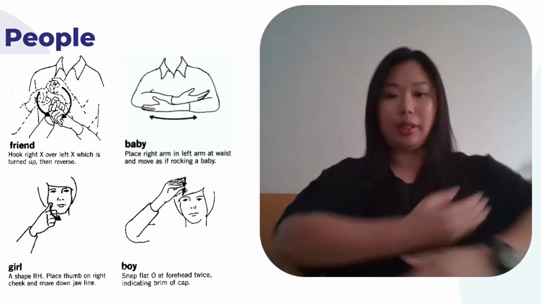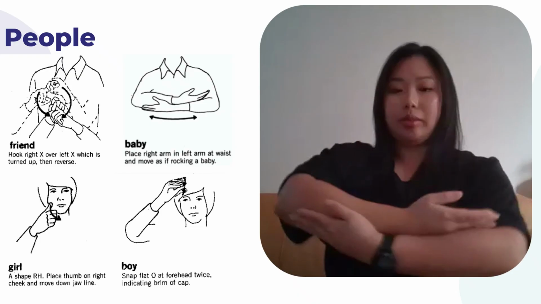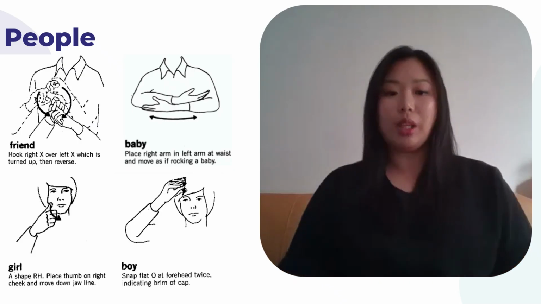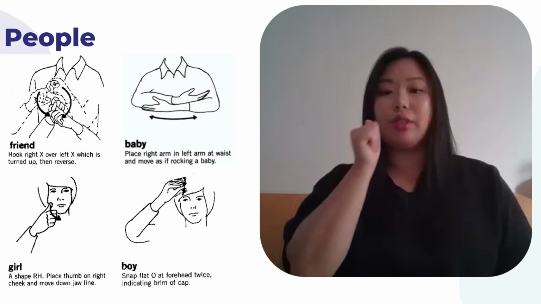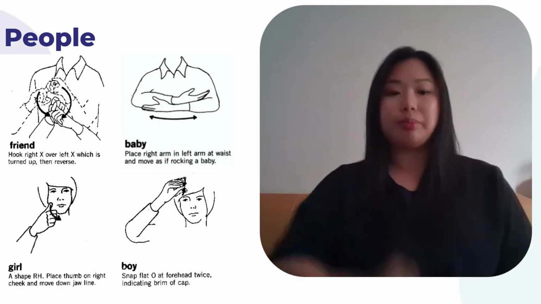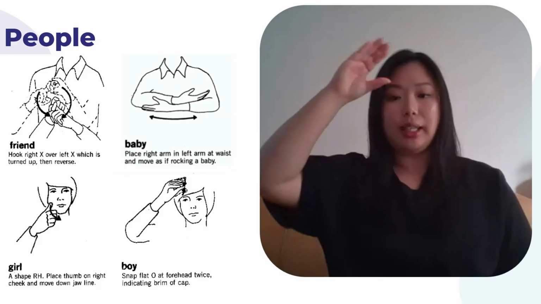Baby, it's as if you're rocking a baby. For girl, you take your thumb and run it along your cheek. Girl. Boy, you snap a flat O at your forehead, as if the boy is wearing a cap.